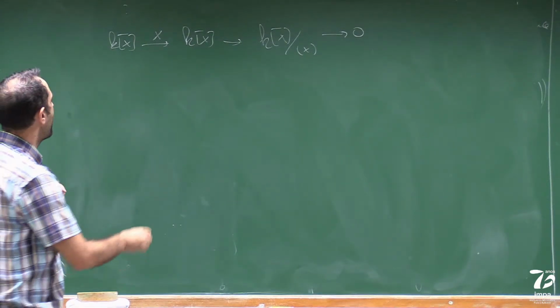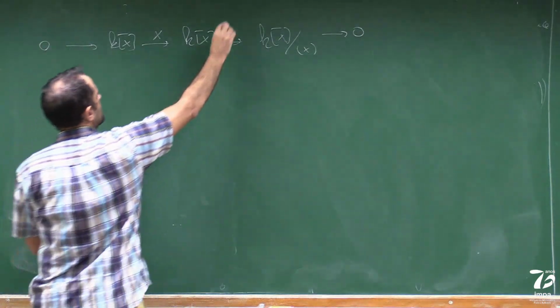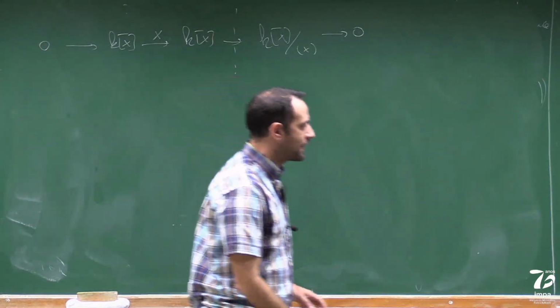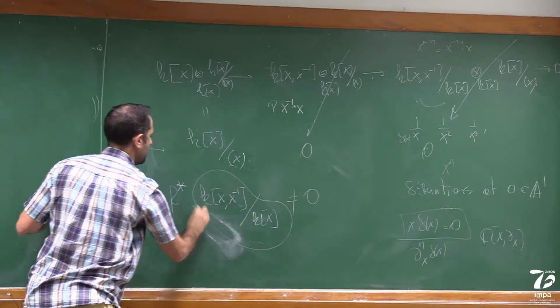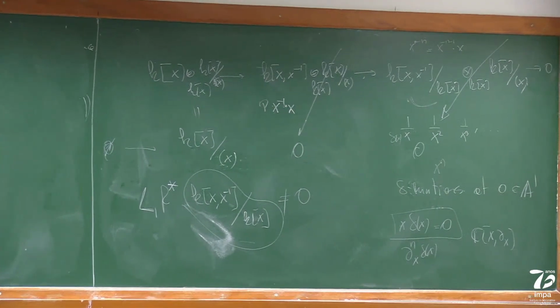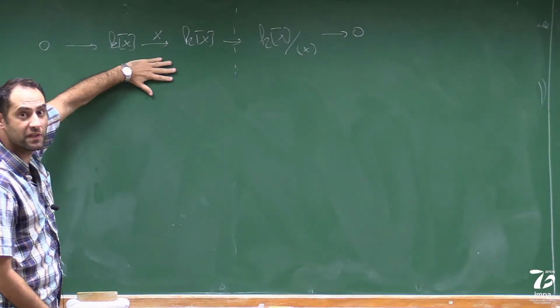I am trying to pull back. This is a resolution. Stops here. I am trying to pull back this module, which means tensoring with this guy. And tensoring with this guy is the same thing as tensoring with this resolution.